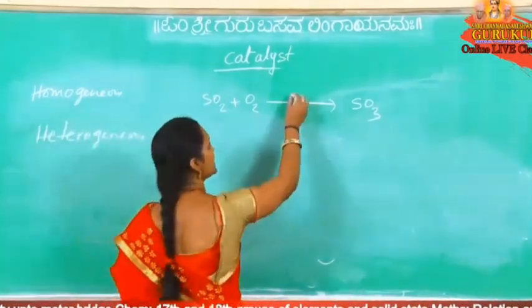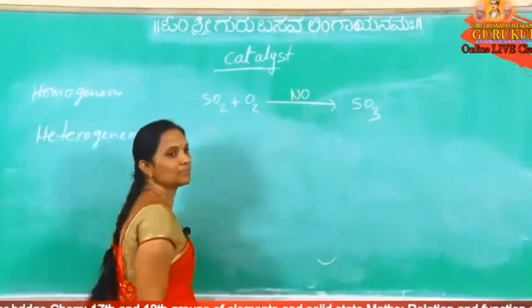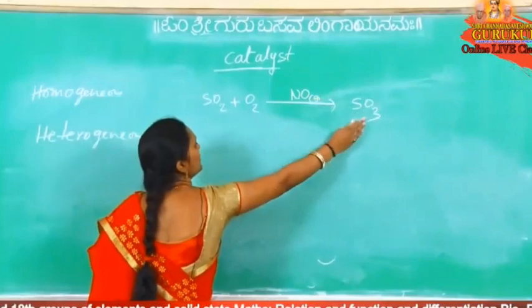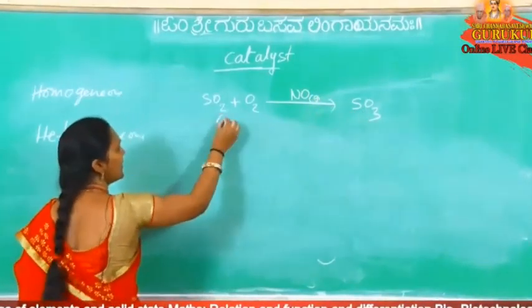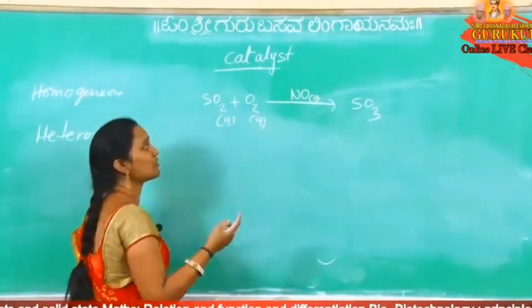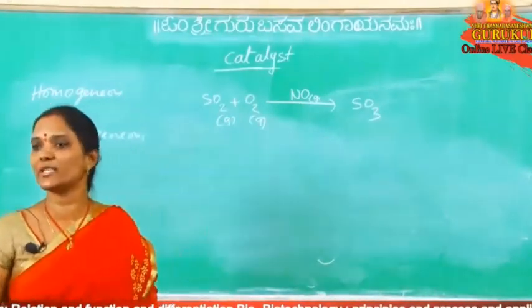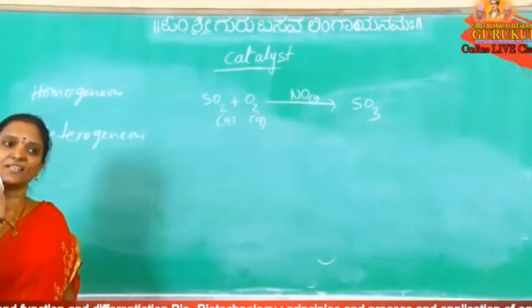In this lead chamber process, the catalyst used is NO. NO is used as catalyst. This one is gas. No need to see the physical state of the products, and these reactants are also gas. So reactants and catalysts are in the same physical state. That reaction is a homogeneous catalytic reaction.